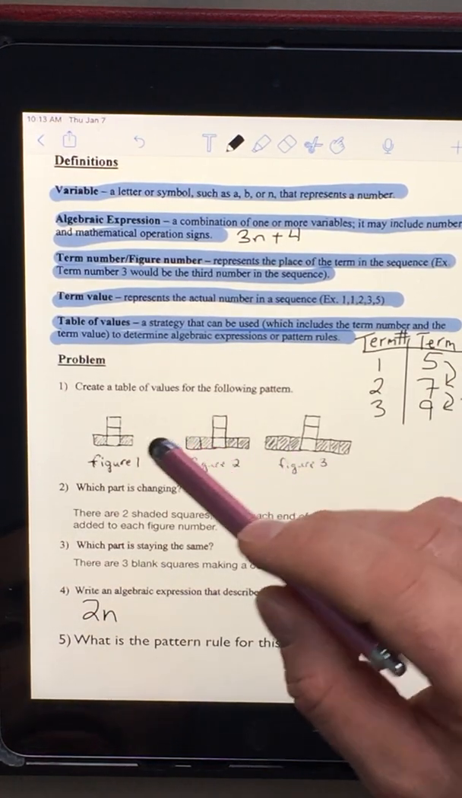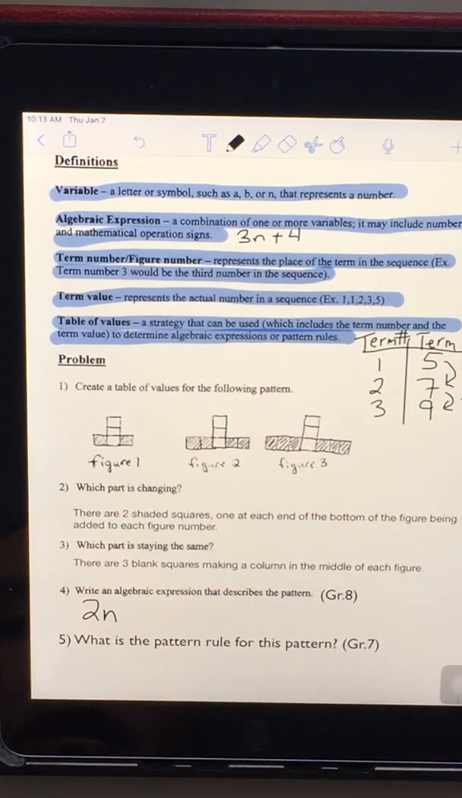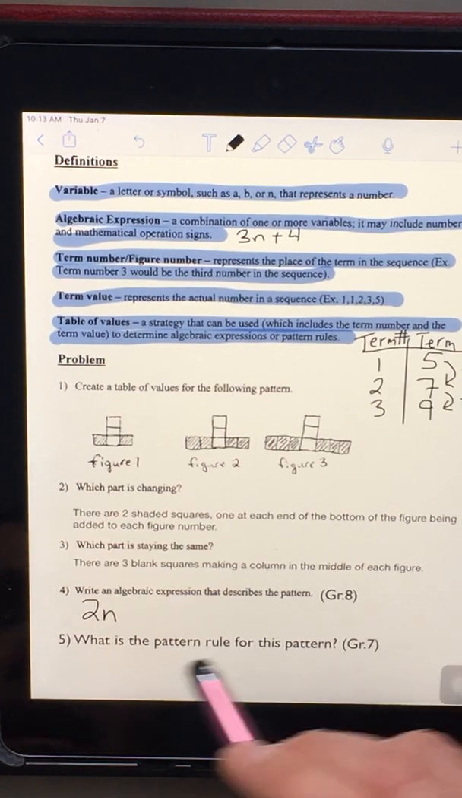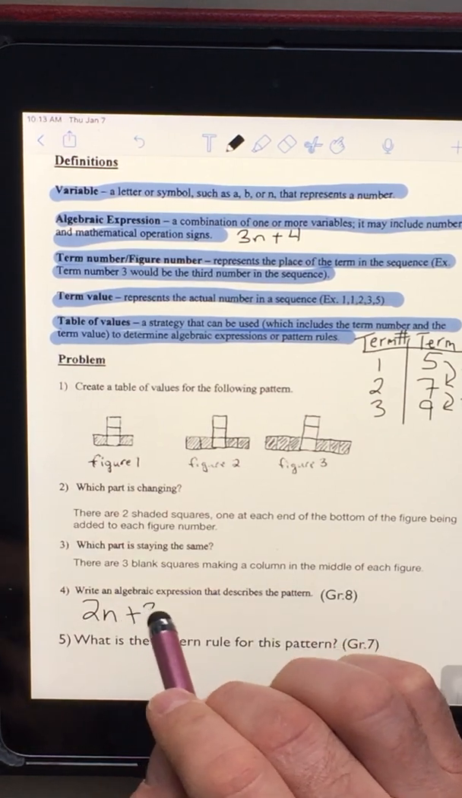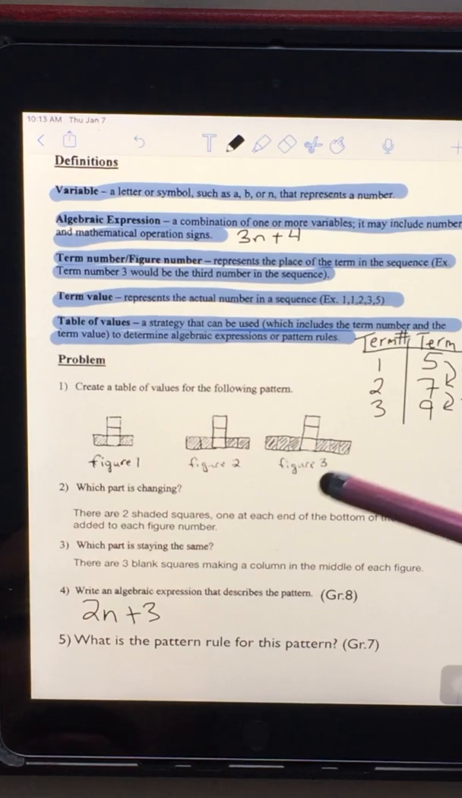And then I look at figure 1. So n is equal to 1 in figure 1. So that's 2 times 1. That's only 2. Well, I need to get up to 5. So I need to add 3 to get that. So 2n plus 3. And then I try it for the next one.